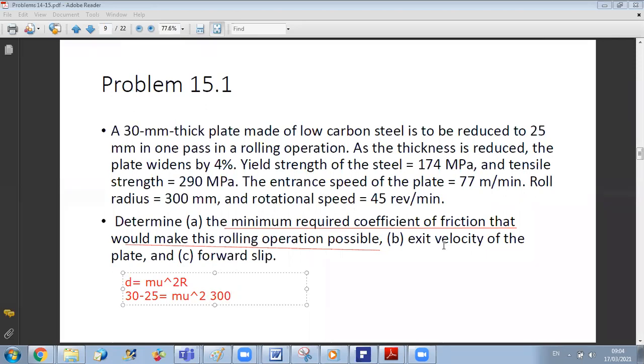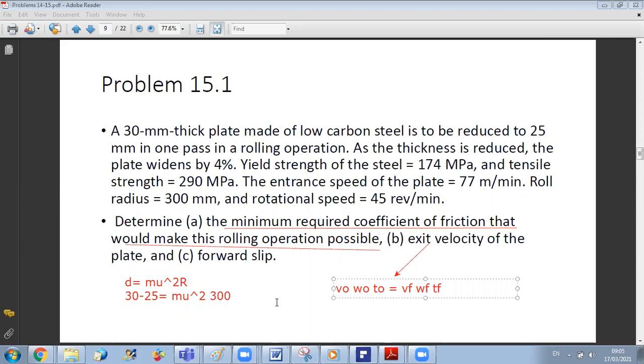Then they are asking for the exit velocity of the plate. Whenever we have a velocity unknown, think about the conservation of volumetric flow rate. We have seen together last time in the course material that in a rolling operation we have conservation of volumetric flow rate. So we can write that V at entrance times the width at entrance times the thickness at entrance is equal to V final times omega final times T final.